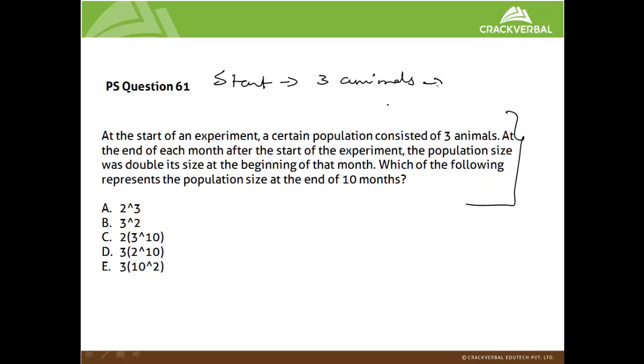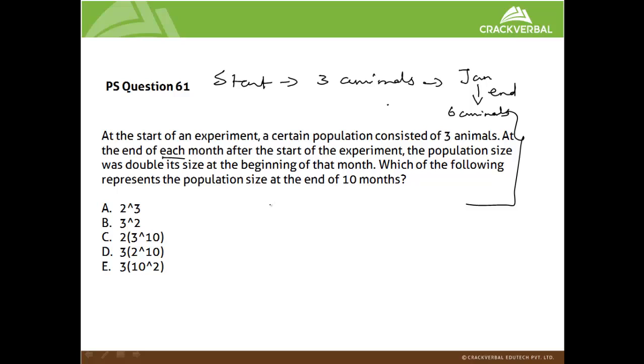Say, for example, the population started in the month of January. In the beginning it was 3 animals, but the question is saying that at the end it will get doubled. So at the end it will have 6 animals. And this happens every month because the question has said each month. So which of the following represents the population size at the end of 10 months?